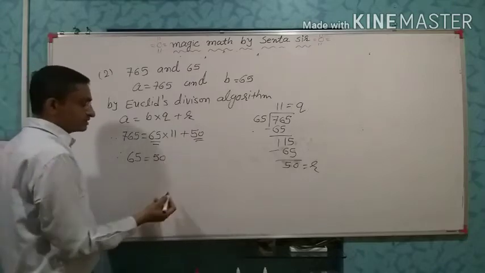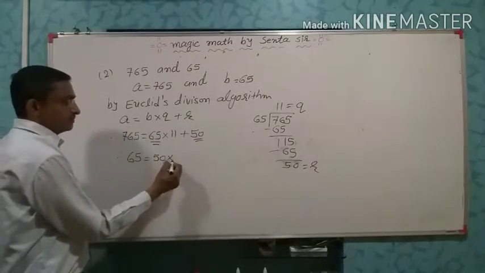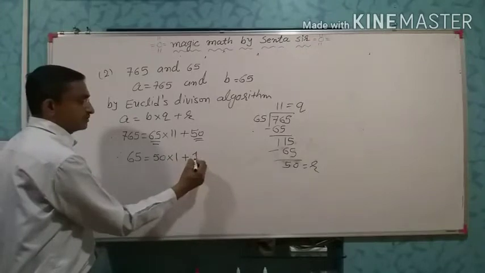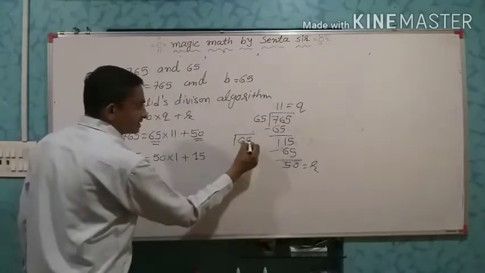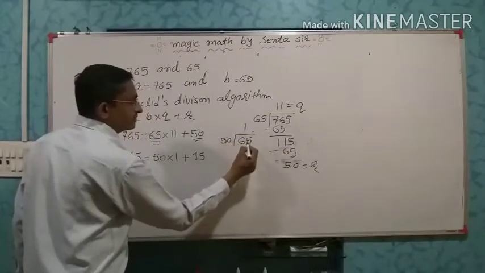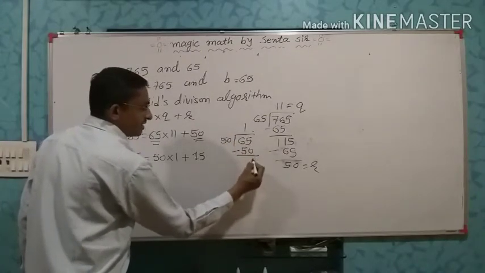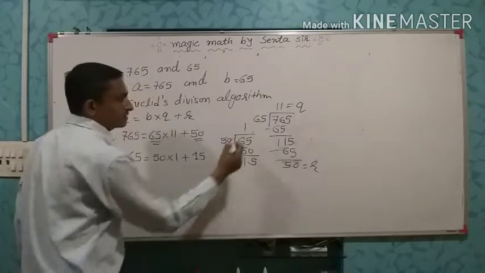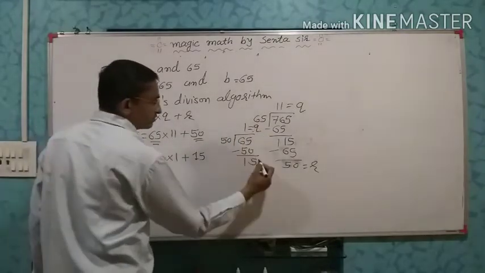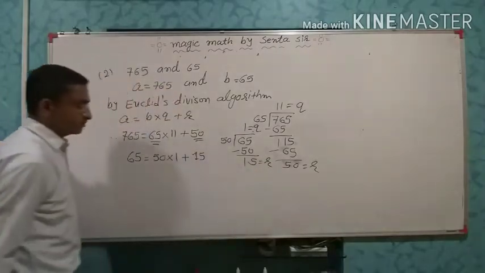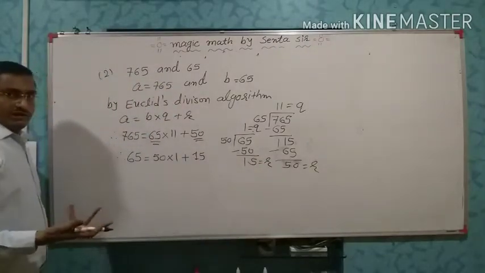Now divide both these numbers. It is very easy. 50 ones are 50 plus 15 is remainder. कैसे देख सकते हैं आप? 65 divided by 50. 50 ones are 50. 65 minus 50 is 15. क्या आया? Q is equal to 1 and remainder R is equal to 15. तो orally कर सकते हैं.